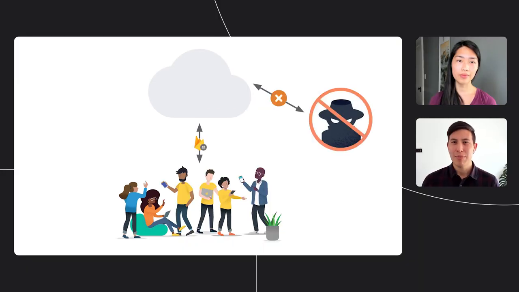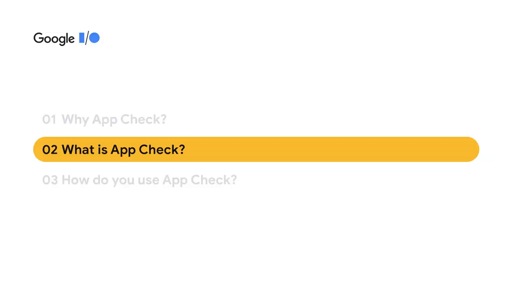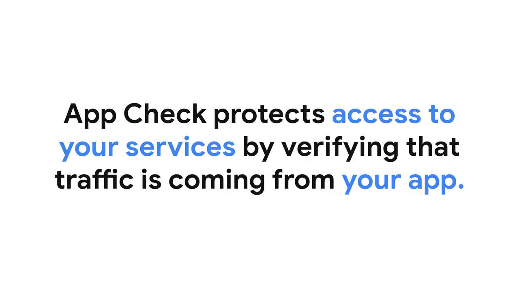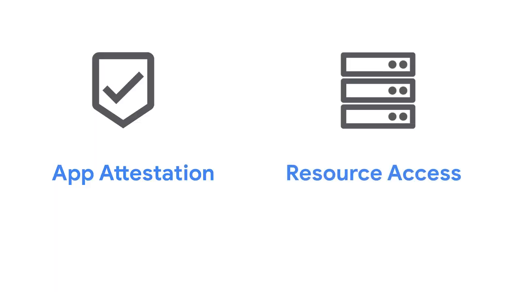Taylor can use App Check to easily add this protection straight into her application. It's pretty awesome that there's an easy solution that Taylor can use to protect her server. But what exactly is App Check and how does it work? Great question, Rosalyn. App Check is a new platform that protects access to your services by verifying that traffic is coming from your app. App Check achieves this security by doing two key things: app attestation and controlling resource access.